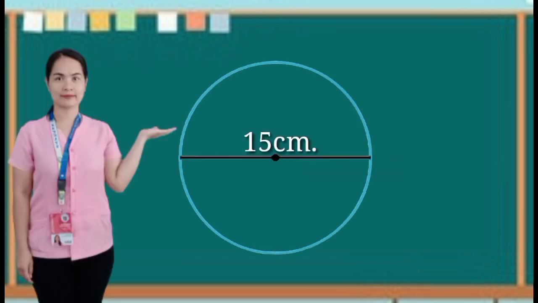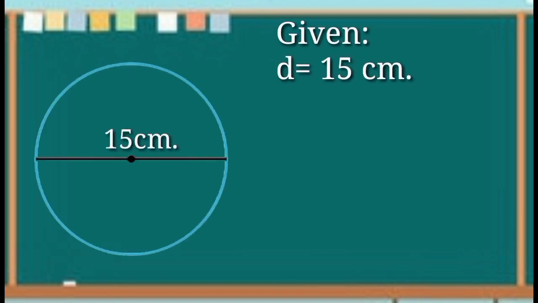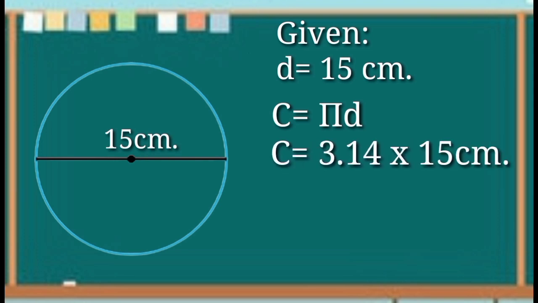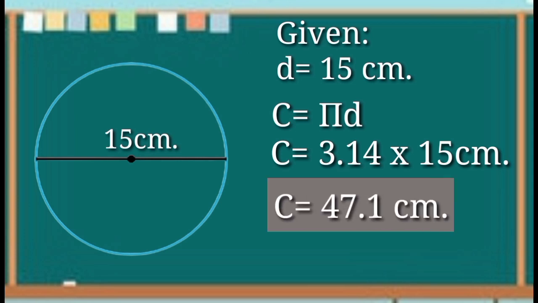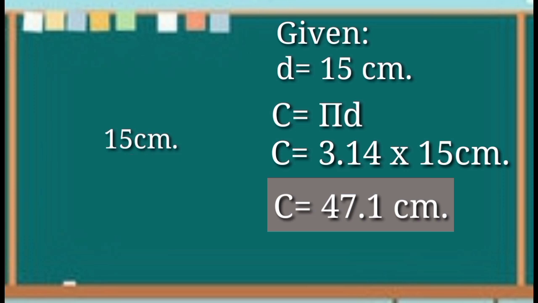Let's have another example. Find the circumference of this circle. So our given, we have diameter equals 15 centimeters. Our formula, circumference or C equals pi d or pi times d. Let's substitute. C equals 3.14 times 15 centimeters. If you multiply 3.14 by 15, our answer is 47.1 centimeters. So the circumference of our circle is 47.1 centimeters.